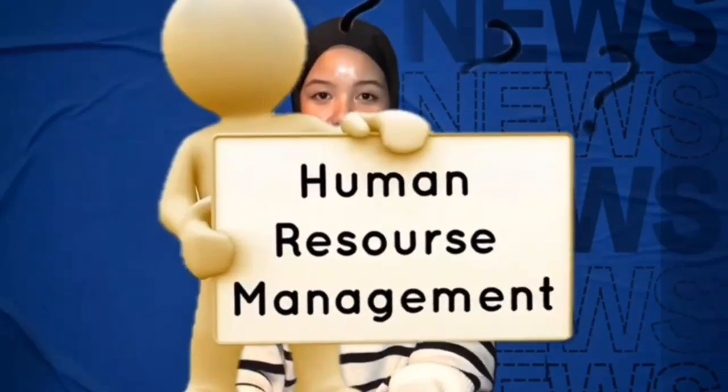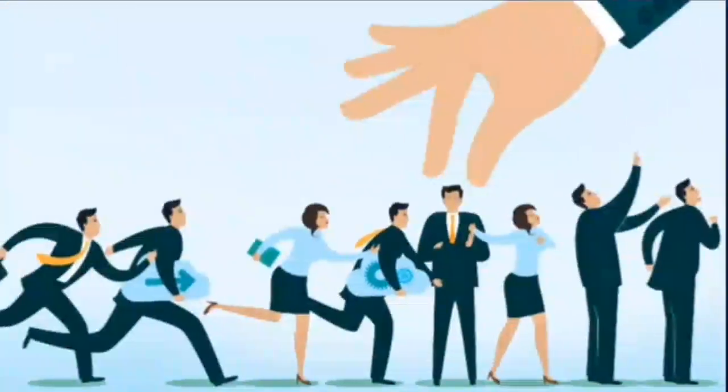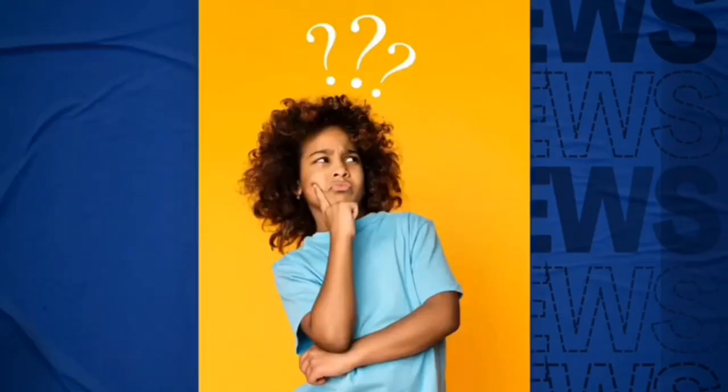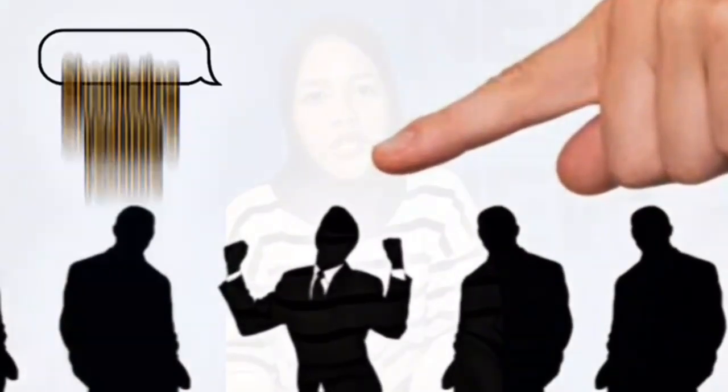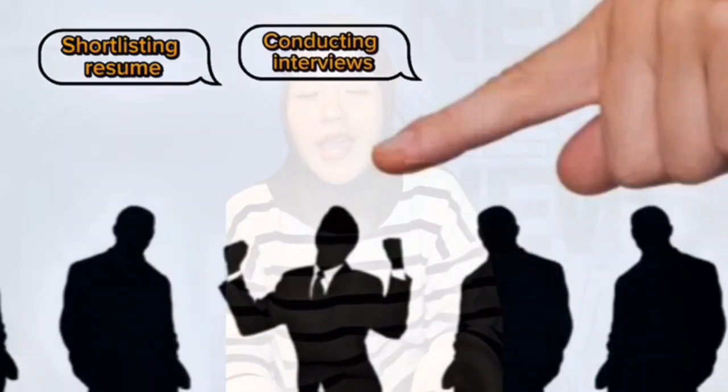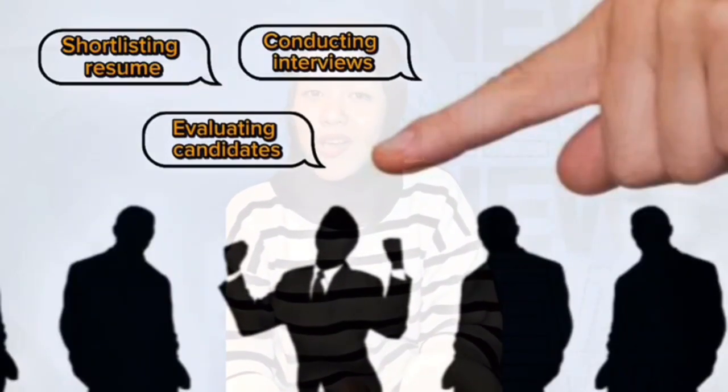And now I will be introducing two important human resource management processes, which are selection and onboarding. These processes are essential for hiring the right people and helping them succeed in their new roles. So what is selection? Selection is the process of choosing the most suitable candidate for a job. This usually involves shortlisting resumes, conducting interviews, and evaluating candidates through tests or assessments.